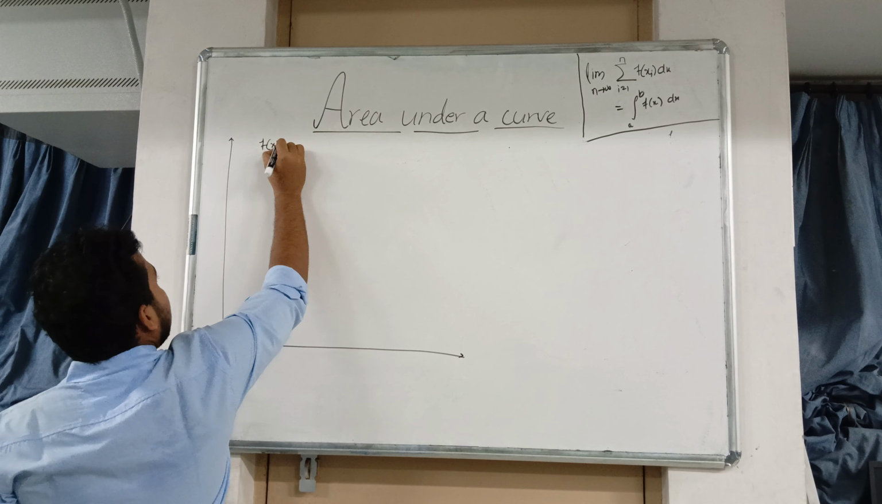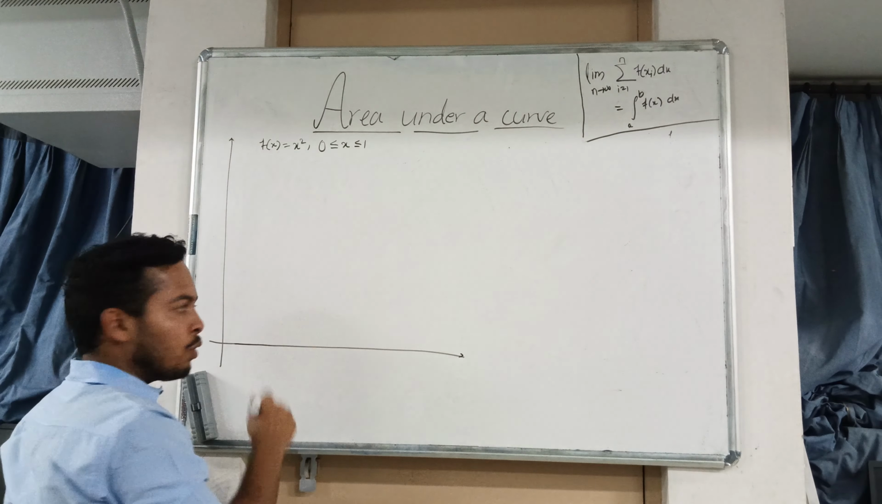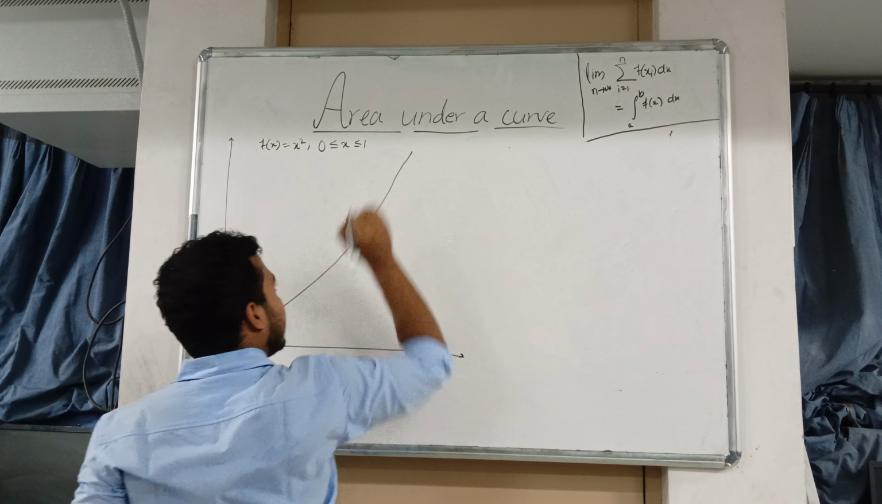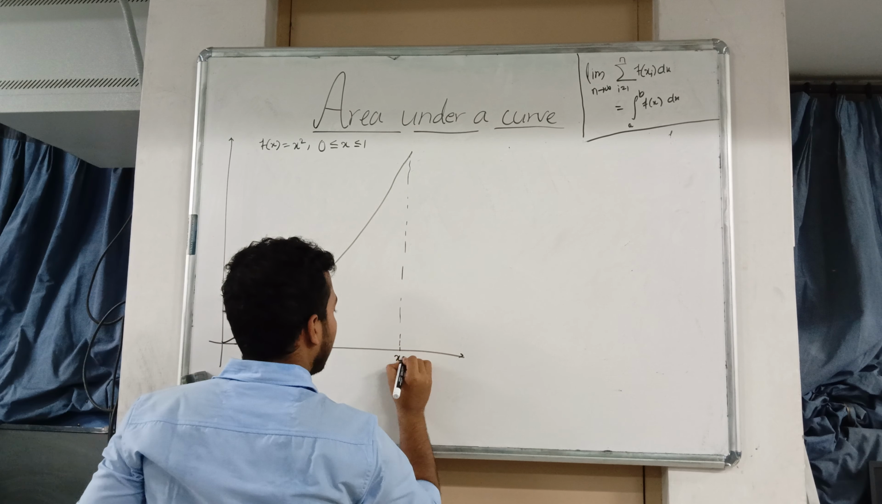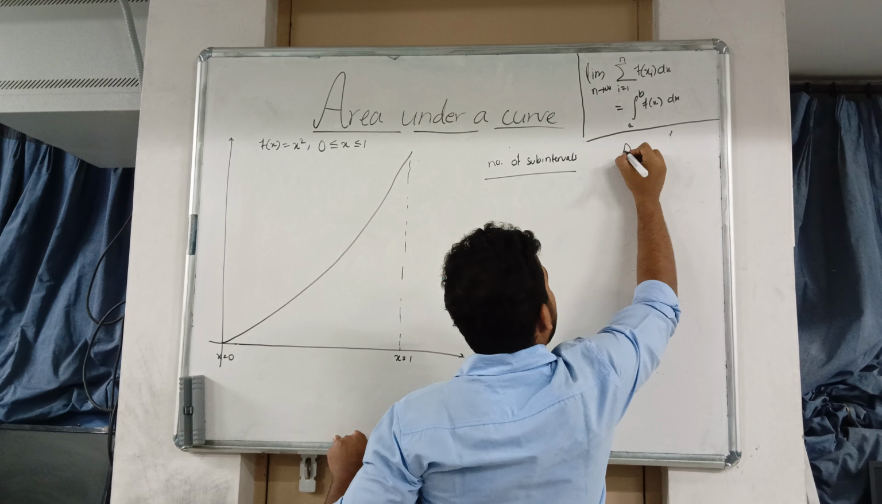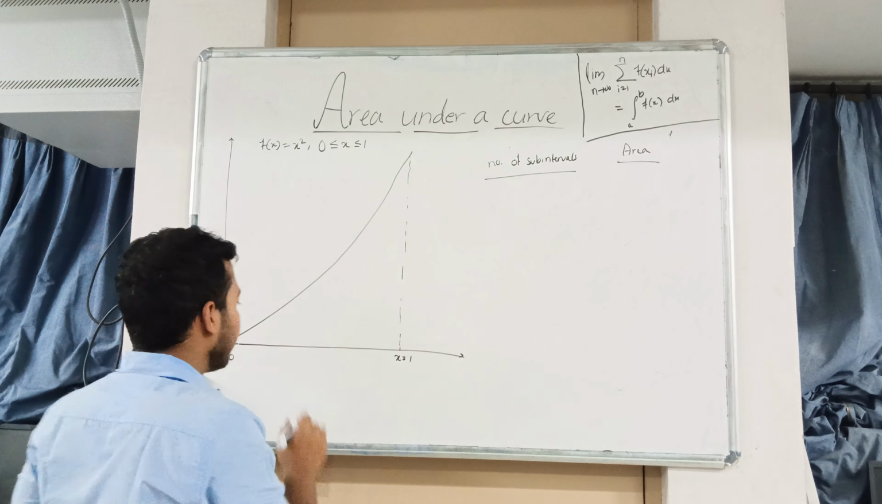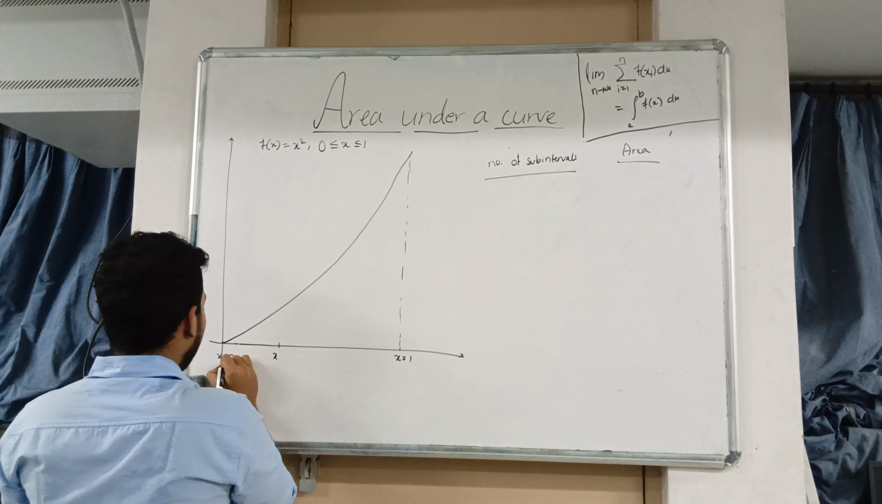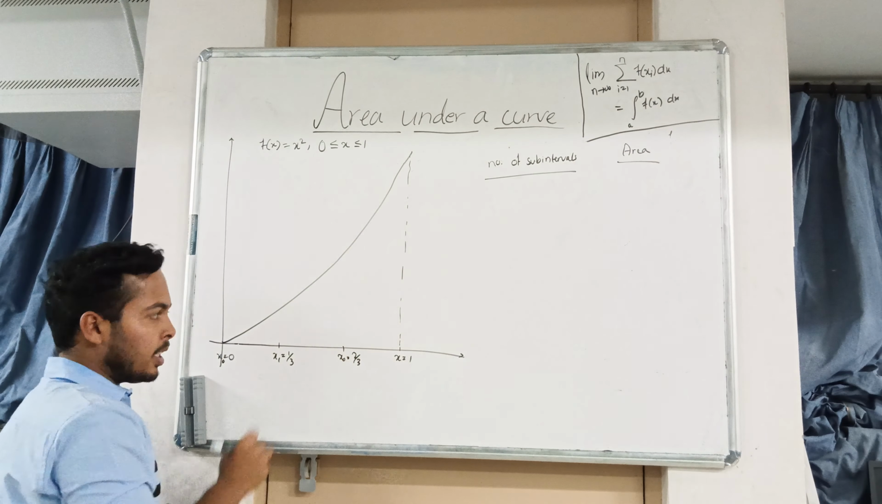Let the function be f(x) equals x squared, where 0 is less than or equal to x, less than or equal to 1. So my function looks like this. Let this be the point x equals 1. This is x equals 0. Now, the number of subintervals and the corresponding area. Let us take the number of subintervals to be 3. Then my points would be x1 equals 1 by 3, and x2 equals 2 by 3.